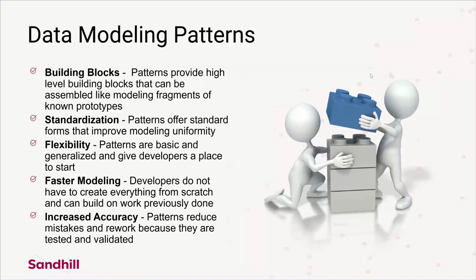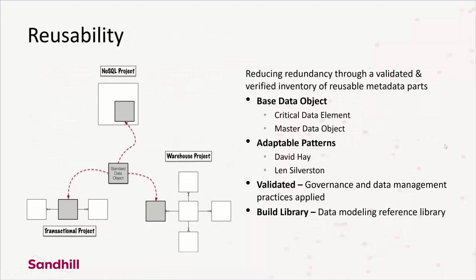So let's go on and take a look at an example here. Next slide. So if we look at this sort of diagram here, you could say that I have a standard data object. Let's say that that's your building block or primitive, but you've got various projects going on. So you've got a transactional project, you've got a data warehousing project, you've got a NoSQL project. If you've standardized that data object, you can reuse it in the different projects.